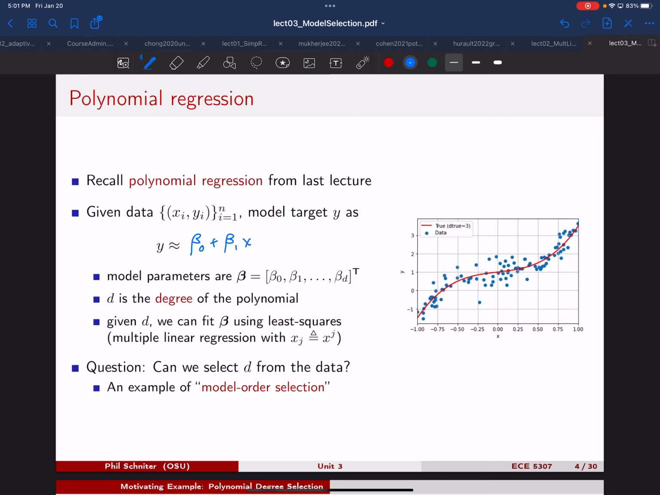In polynomial regression, we start with a scalar x, but then we expand it into multiple features by taking different powers of x all the way up to the dth power. D is going to be the degree of the polynomial in our model. Once we fix D, we can fit our model, no problem. But the main question for this unit is, how do you choose D? That's model selection.